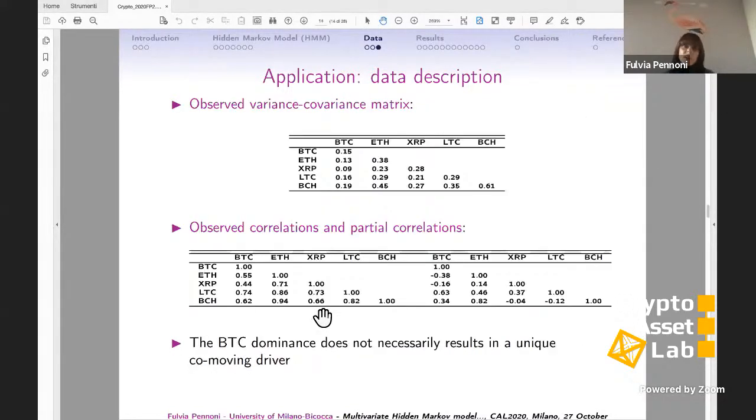Of course, we are interested to model jointly the 5 cryptocurrencies. So here we are looking at the observed covariance matrix, as well as we report the observed correlations and partial correlations. Looking at the raw correlations, we can see that they are quite high. Anyway, when we are looking at the partial correlation, we can see also that there are some negative correlations, for example, between Bitcoin and Ethereum, given all the remaining cryptocurrencies.